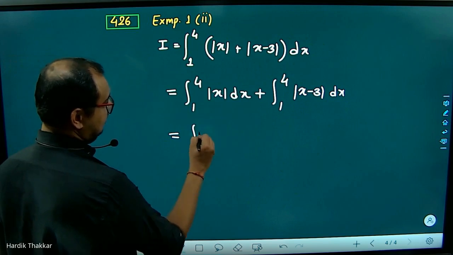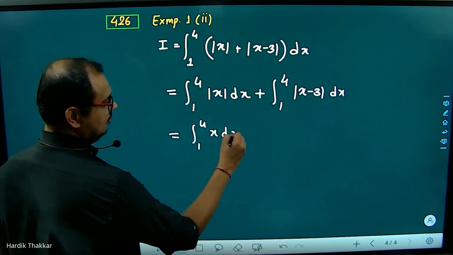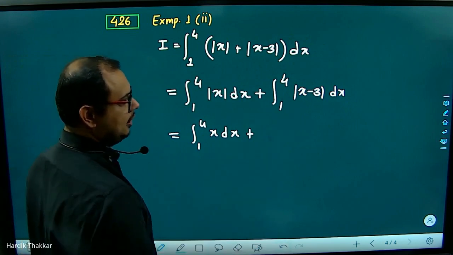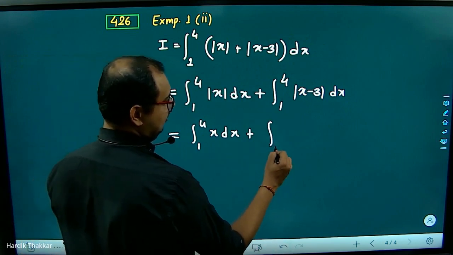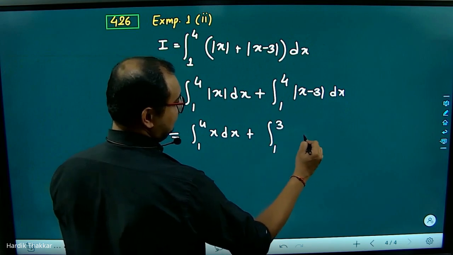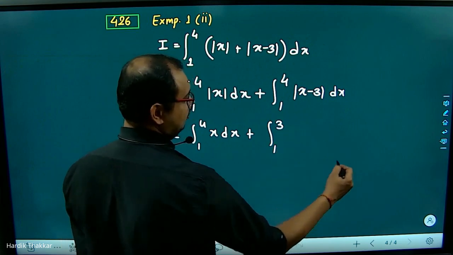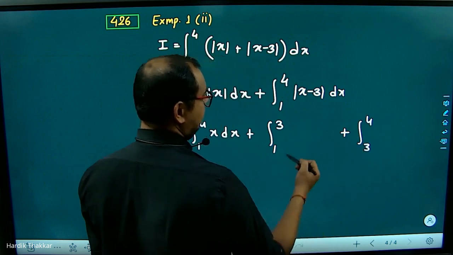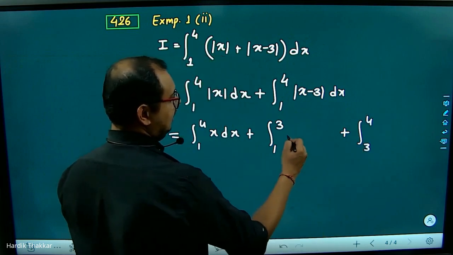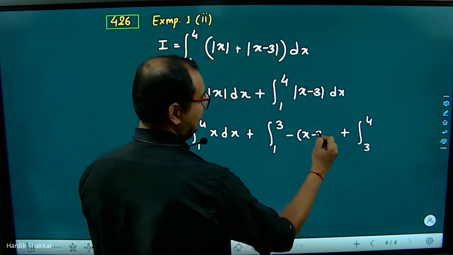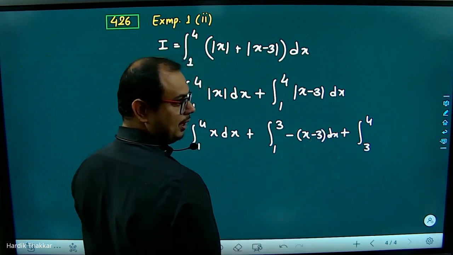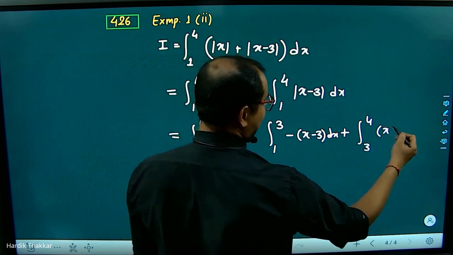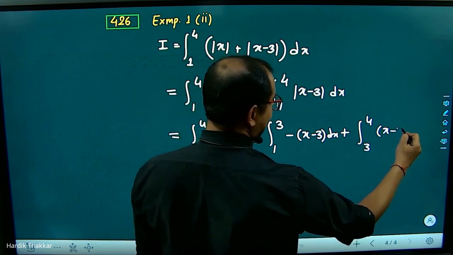For this interval it will be x only, okay, and here we will divide this into two parts. The first will be from 1 to 3 and the second will be from 3 to 4. For the first interval 1 to 3, it will be replaced by minus of this, okay, and for the next interval it will be replaced by this.